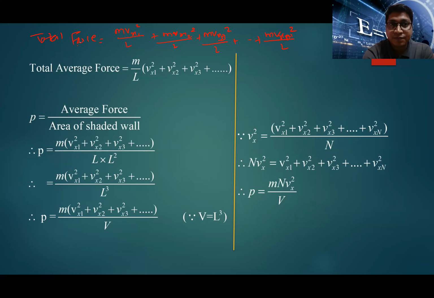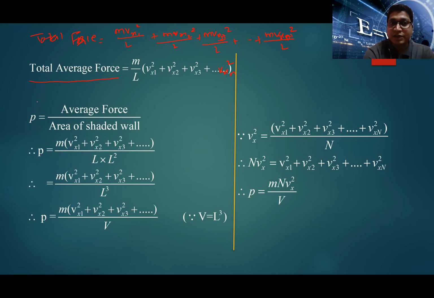Okay, this is our total force. So in that, what do we have in common? We have the common term m by L. So we take m by L common, and so the total average force because of n molecules on that side wall is going to be m by L times (Vx1 square plus Vx2 square plus Vx3 square, till Vxn square). This is the force.